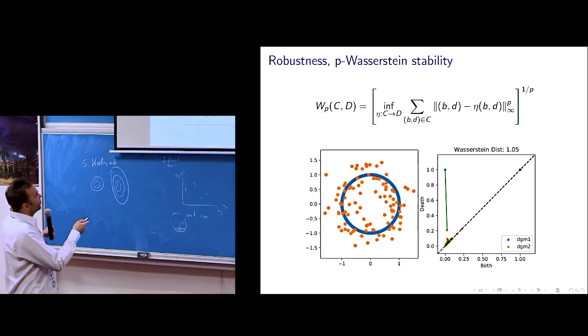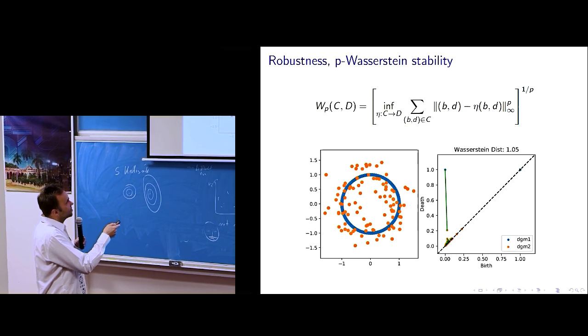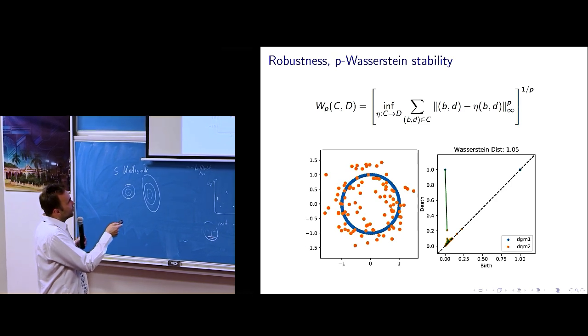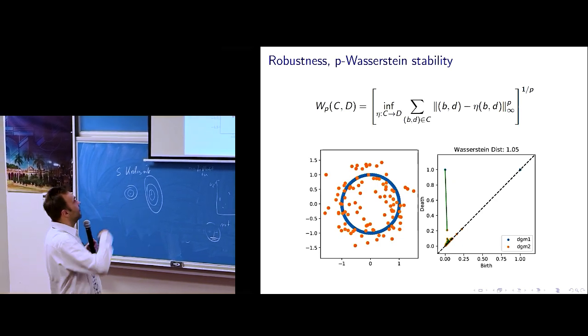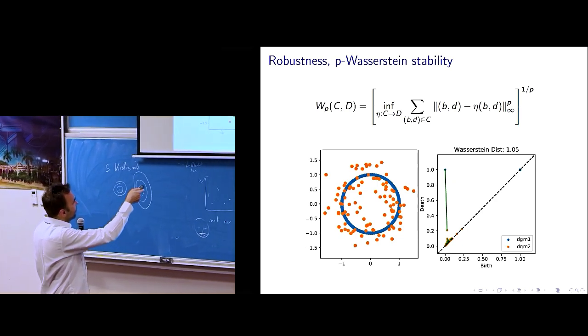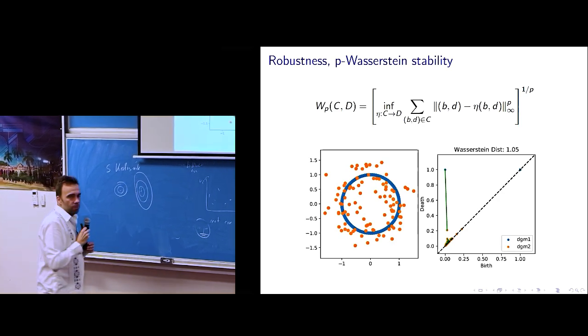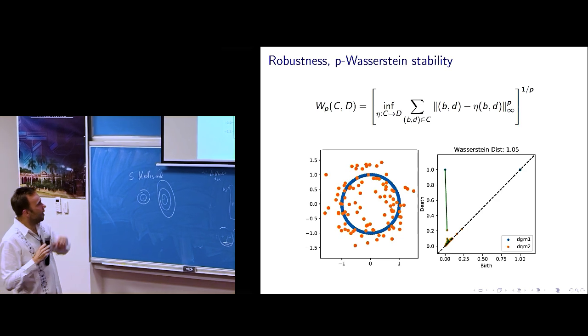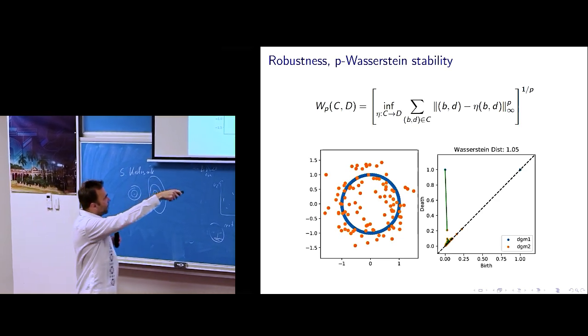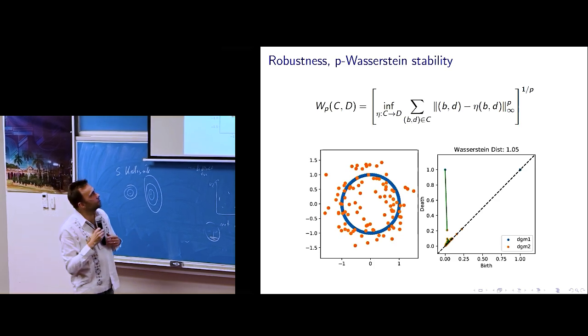So we are summing over all birth-death pairs. We are looking at the birth-death pair, and the pair in the other diagram it is matched with. You are looking at the distance to the power p, summing, to the power 1 over p, and you are taking the infimum over all possible matchings. That's easy.